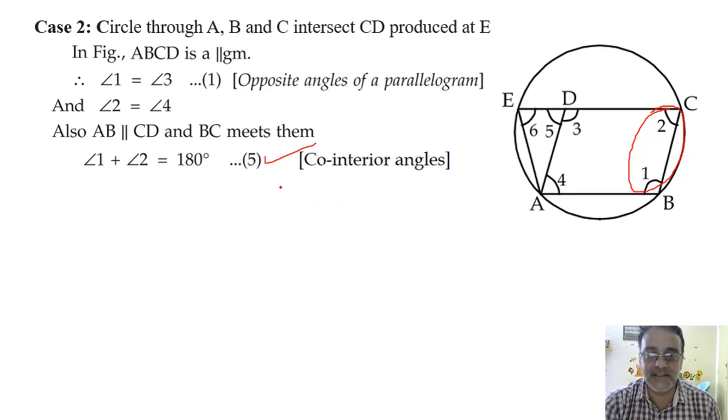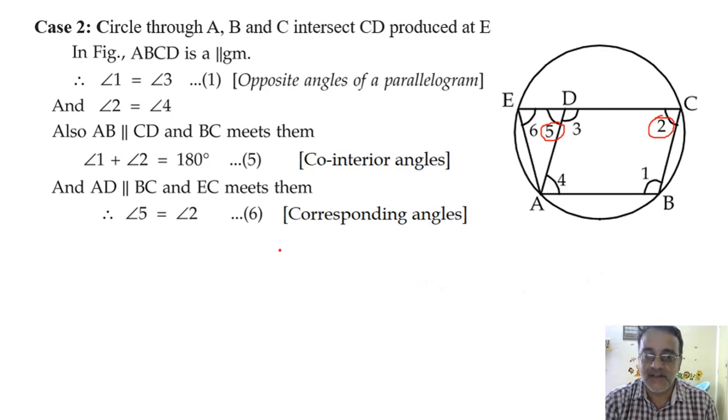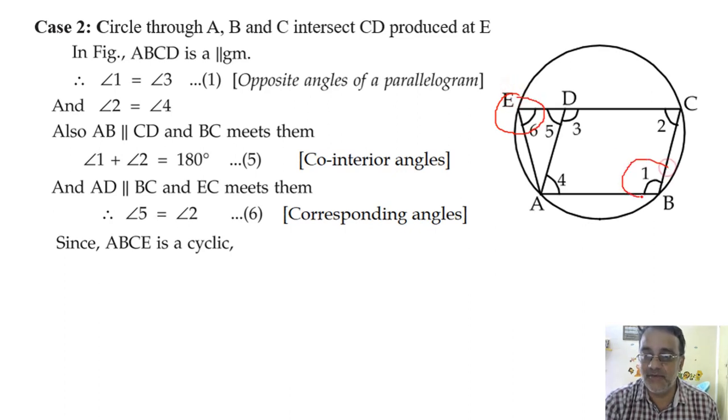Okay. Now next, AD is parallel to BC and EC meets them. So angle 5 is equal to angle 2. The reason? Corresponding angles. Right, corresponding angles. यहाँ तक clear है सबको? Yes, sir. Okay. Now next we are going to take the cyclic quadrilateral, जो मैंने अभी बताया था. Angle 6 plus angle 1 is equal to 180 degrees. This is clear? Yes, sir.